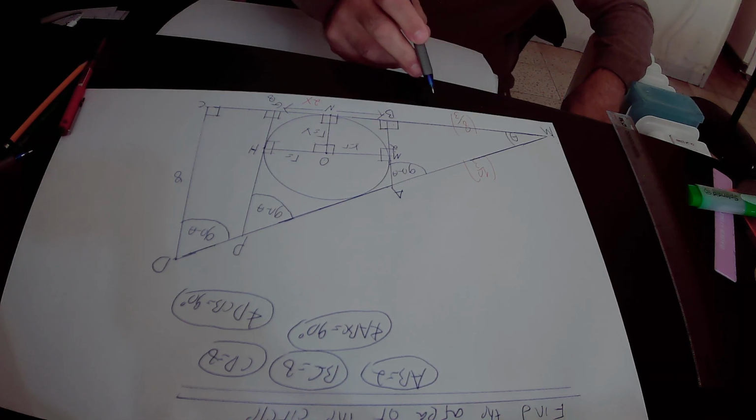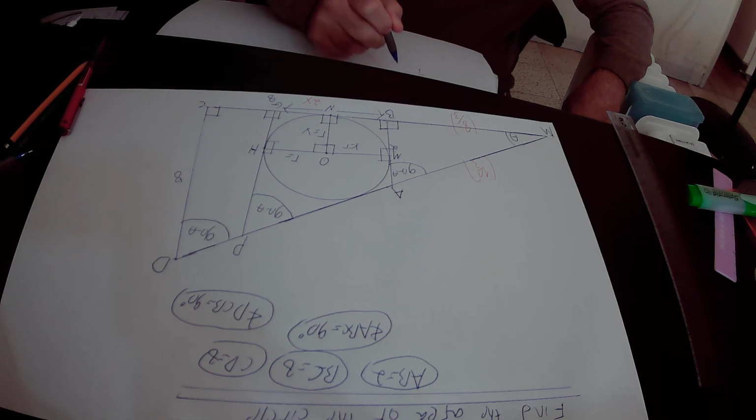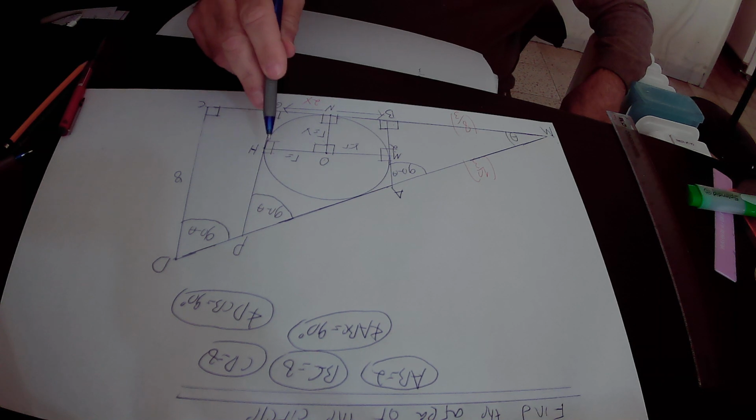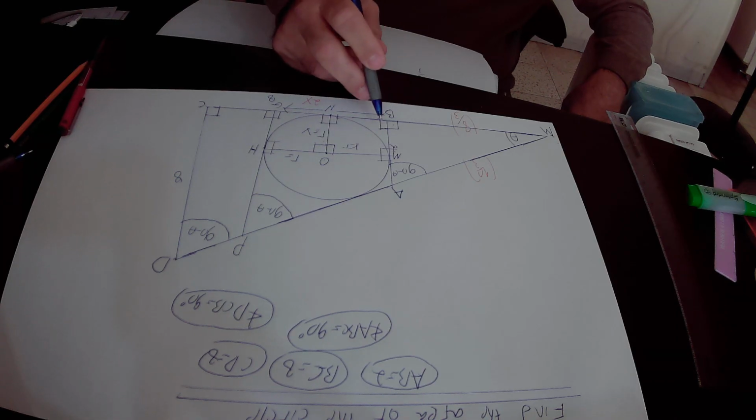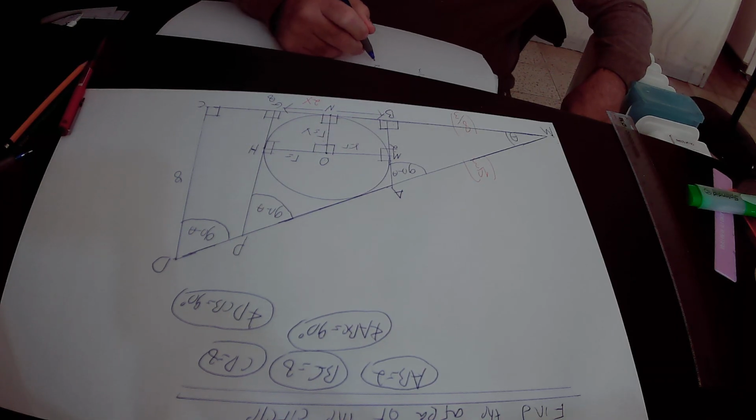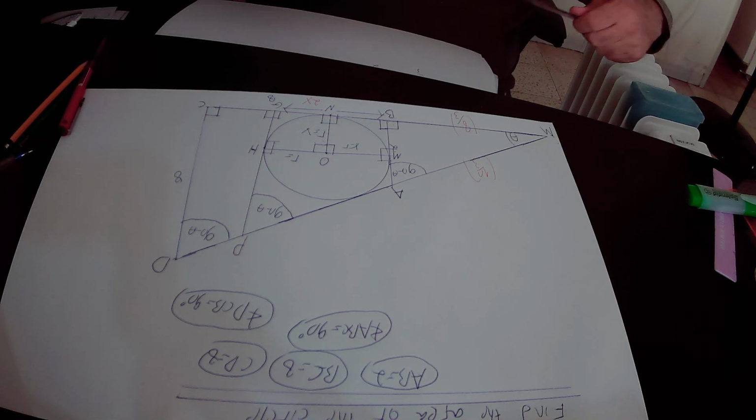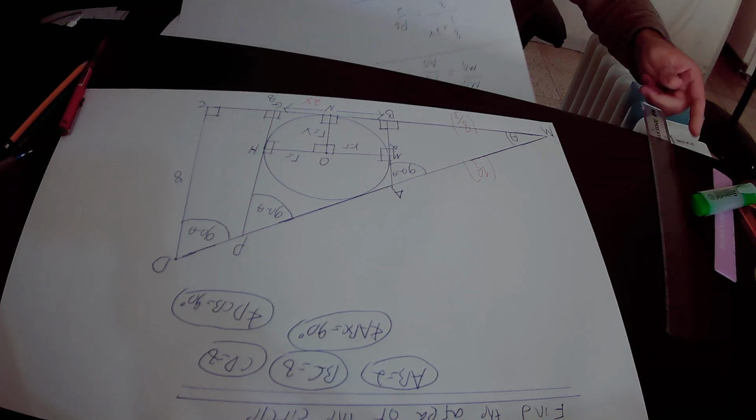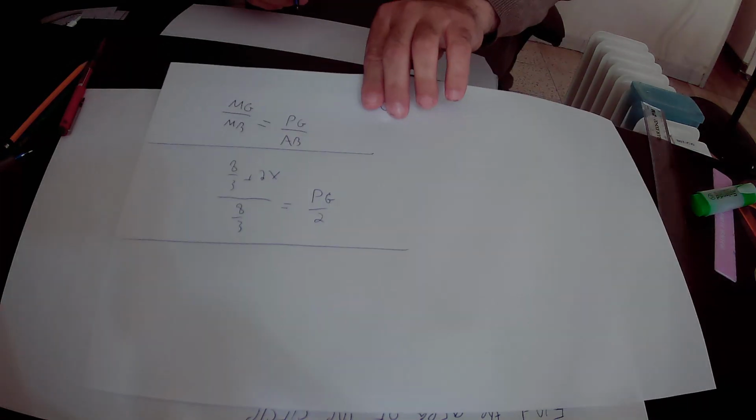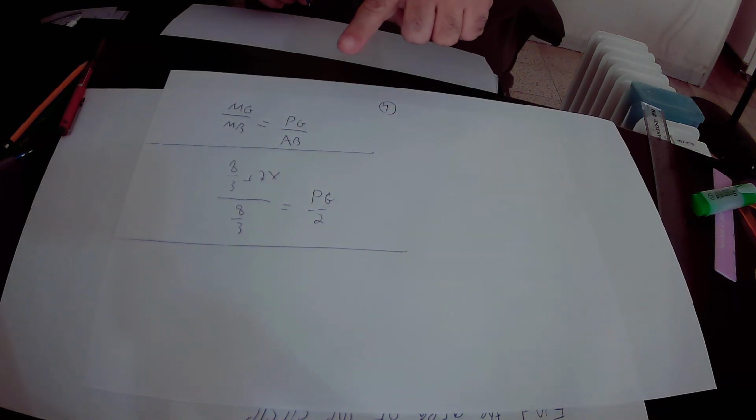Over MB, that is 8 over 3, is equal to PG. PG is the missing side, we leave it as it is, and AB is 2, so we substitute AB by 2. In conclusion, we found that 8 over 3 plus 2x, over 8 over 3, equals PG over 2.